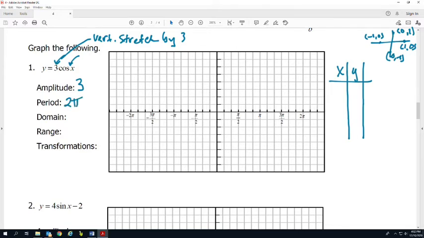My domain has not changed. It's still all real numbers, so it'll be -infinity to infinity. This amplitude is going to change your range. It's going to be from -3 to 3. Remember on the parent function, it was -1 to 1. So you've now changed that because you changed the amplitude to be -3 to 3. And so when we talk about our transformations, we have a vertical stretch by 3, which is an amplitude change.